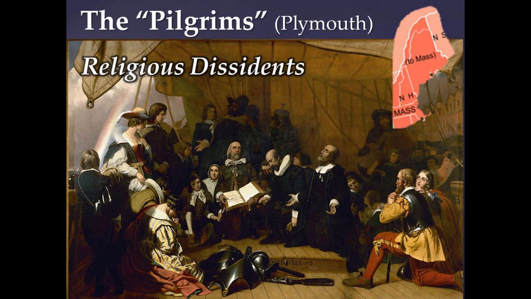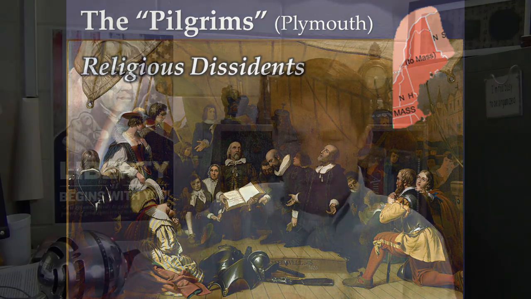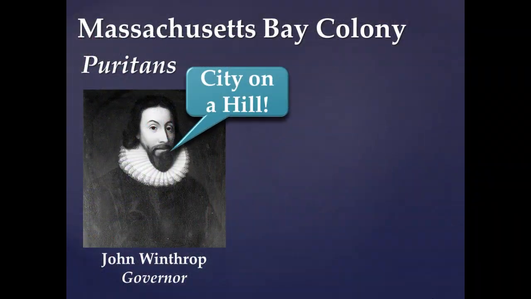Here are the Pilgrims. These were religious dissidents who were run out of England because they did not subscribe to the beliefs of the Church of England. The Pilgrims were separatists. They believed that the Church of England was too Catholic, that the Reformation had not gone far enough in England. And so they decided to go to the New World where they could establish, along with the Puritans, a city on a hill, as John Winthrop called it.